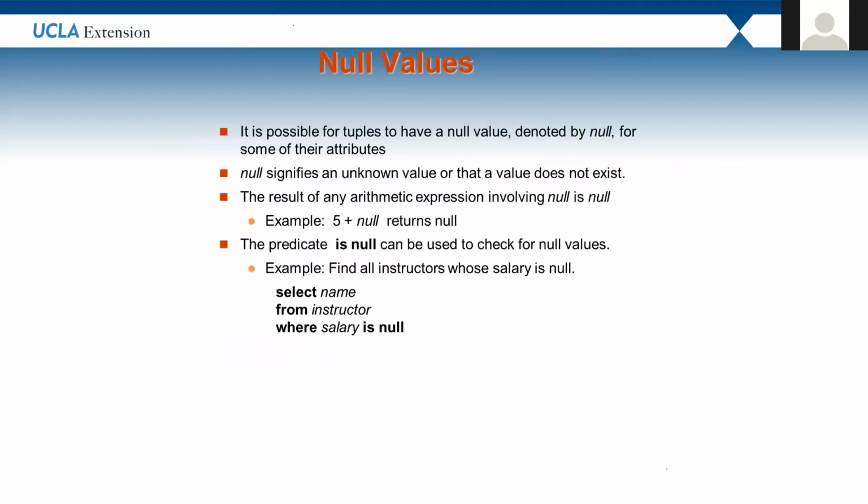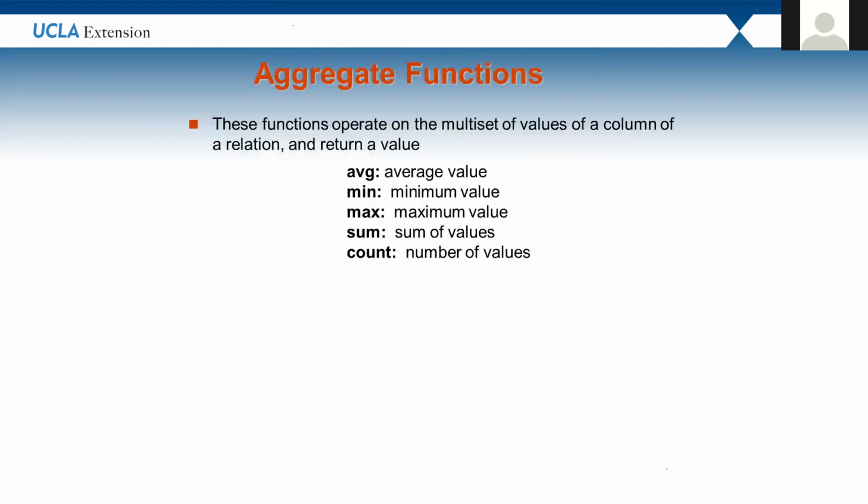Okay, null values. I think I mentioned earlier, sometimes null values are not allowed. Sometimes they are allowed. Null means nothing is there. So maybe an instructor just started and he has no salary yet. Select name from instructor where salary is null would give you the names of the instructors who have not been assigned a salary yet.